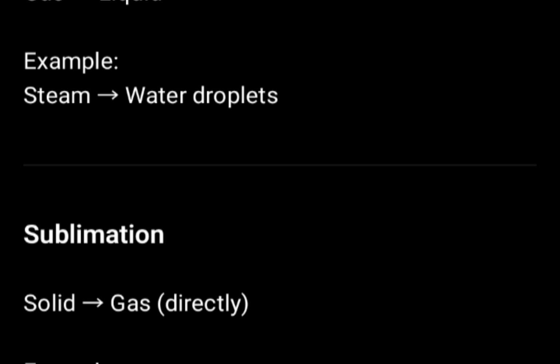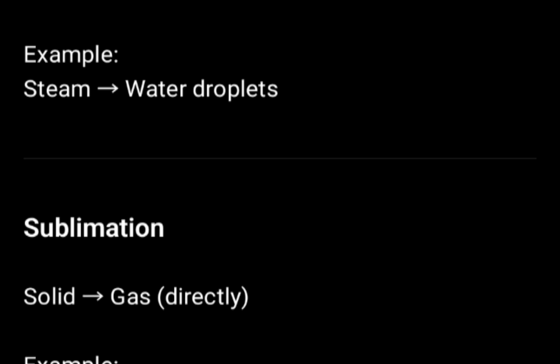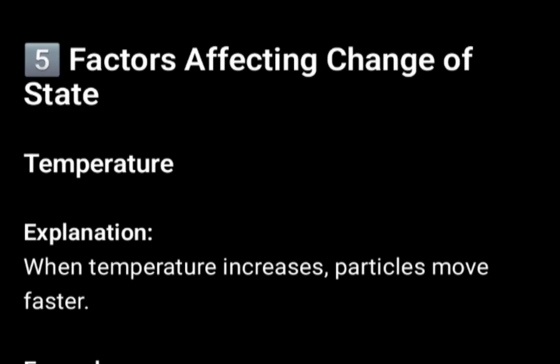Is it clear, students? So we have completed 4 topics and only 2 more are left. We'll complete that too. Next is a very small topic: factors affecting change of state. Now I told you the solid will change to liquid, liquid will change to gas, solid will change to gas. So there are certain factors which affect this change. There are only 2 factors: one is temperature and one is pressure.